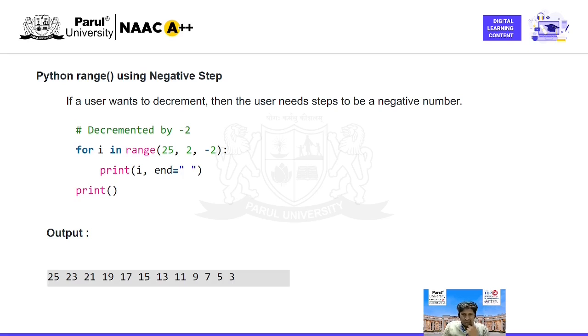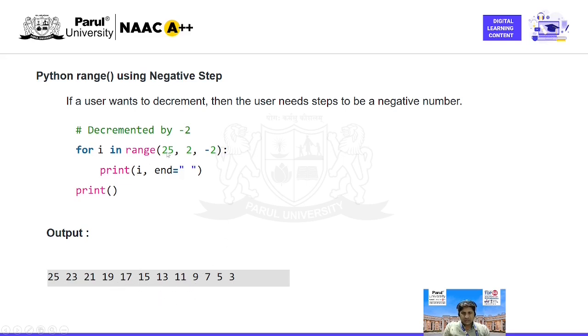Suppose someone asks you to print numbers from 50 to 1 in reverse order. In that case, you use a range function with a negative step. For i in range, 25 is the starting value, 2 is the end or stop value, and minus 2 is the step value. So you get 25, 23, 21, 19, 17, 15, 13, 11.